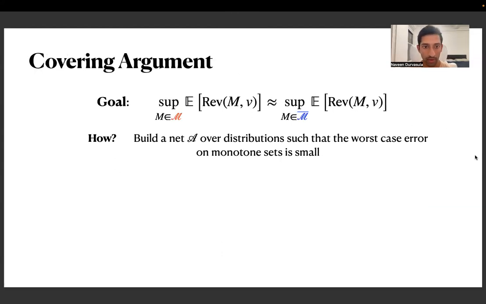Next, we actually have to find the cover. And to do that, we're actually going to first build a cover over distributions instead of going straight to a cover over mechanisms. And we're going to build a cover over distributions such that the worst case error on monotone sets is small.